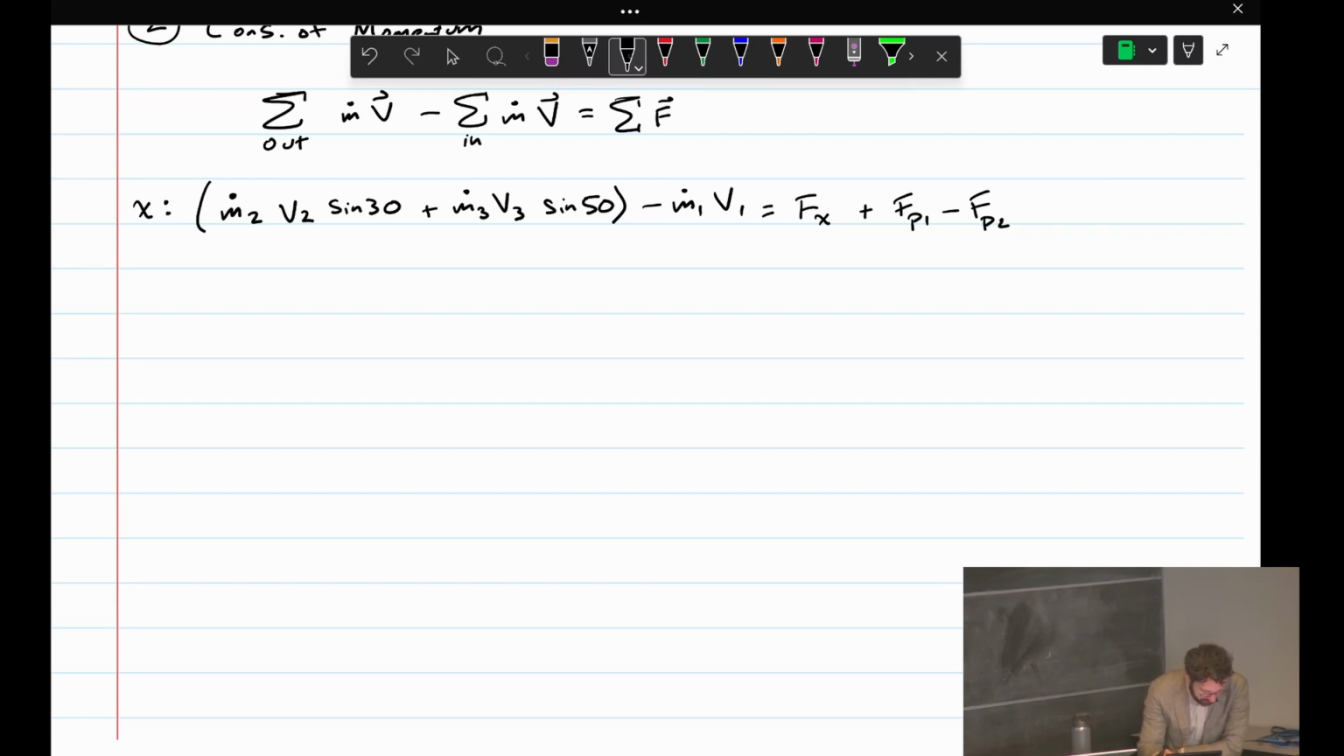So the pressure force at 2 times sine 30, minus the pressure force at 3 times sine 50. So I'll talk about the reason that these are minuses now.